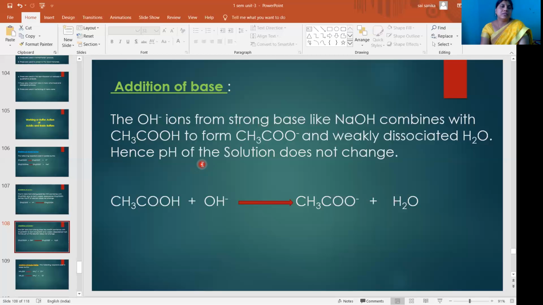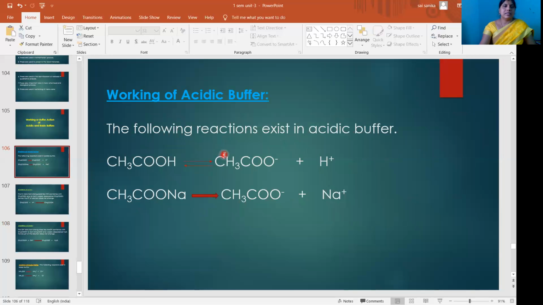So this is known as the working of an acidic buffer. Once again we will see. This is the acidic buffer, the mixture of the acidic buffer. These are the reactions in the acidic buffer. CH3COOH will split into its ionized form, CH3COO minus plus H plus, and CH3COONa will split as CH3COO minus plus Na plus.